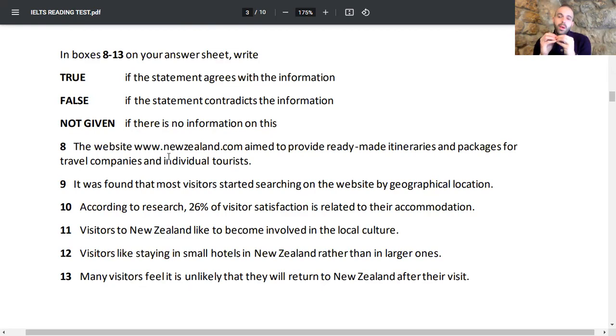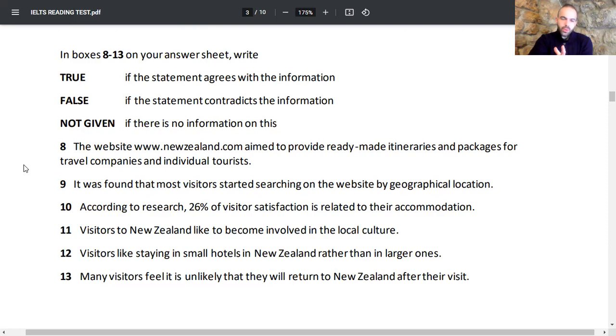So it's not focusing only on the keywords. It's about understanding the overall meaning of the sentence to be able to see if you can spot it or not in the text, okay? So what I'm gonna do is I'm going to read number 8, 9, 10, 11, 12, and 13.